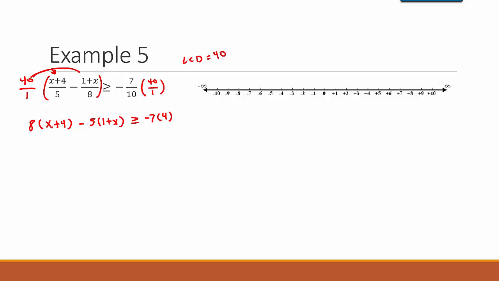All right, so let's use our distributive property to clear the parentheses. 8 times x is 8x. 8 times 4 is 32. Now be careful here. We have to distribute this negative 5. So that's negative 5 times 1 is just still negative 5. Negative 5 times x is negative 5x. Negative 7 times 4, negative 28. So after clearing the parentheses, remember you look for like terms, and we have like terms over here on the left-hand side that should be combined. 8x minus 5x is 3x. And we also can combine these regular numbers. Positive 32 minus 5 is positive 27.